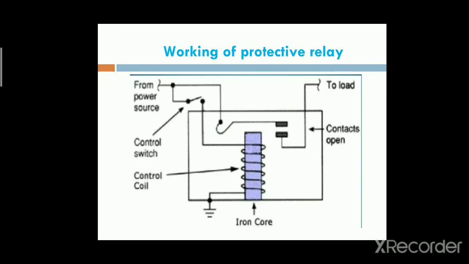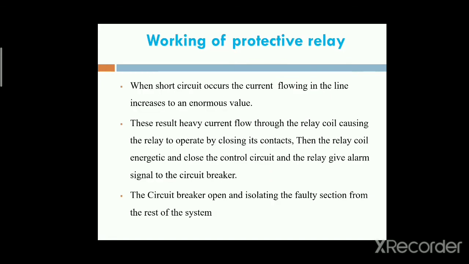This is the basic working diagram of a protective relay. If any fault currents are obtained, then this iron core is magnetized, and the contacts of the circuit breaker will be operated. When a short circuit occurs, the current through the line increases to an enormous value. This results in heavy currents flowing through the relay coil, causing the relay to operate by closing the contacts. By closing the contacts, heavy currents are operated.